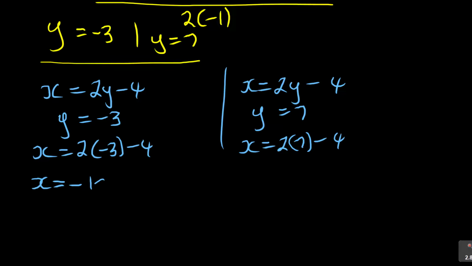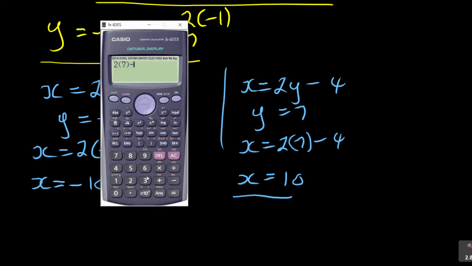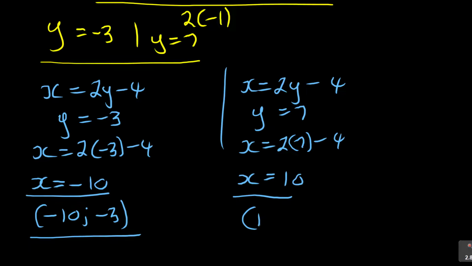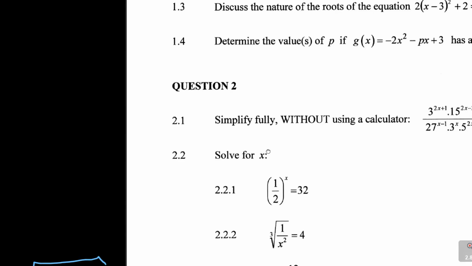Or x is equal to 2 bracket 7, which is 14 minus 4, and this one will give me a positive 10. But let me just test quickly. 2 bracket 7 minus 4, it's a positive 10. So guys, these are the answers. If you want to put it in coordinate form, you are allowed to say when x is negative 10, what is the value of y? y is negative 3. You can do that. And then when x is 10, y is 7. Still allowed. So that is that. But it is the simultaneous equation here. How many marks? 6 marks.